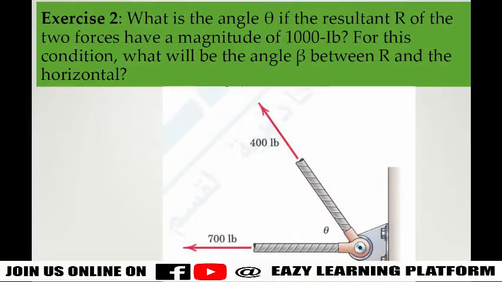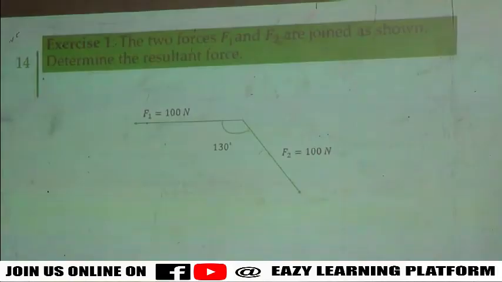So this is your first assignment, assignment number one. What is the angle theta if the resultant force R of the two forces has a magnitude of 100 Newton? For this condition, what will be the angle beta between R and the horizontal? So you are going to find the angle beta between R, which is the resultant force, and the horizontal. So you do it as an assignment and you send it to easylearningplatform@gmail.com.